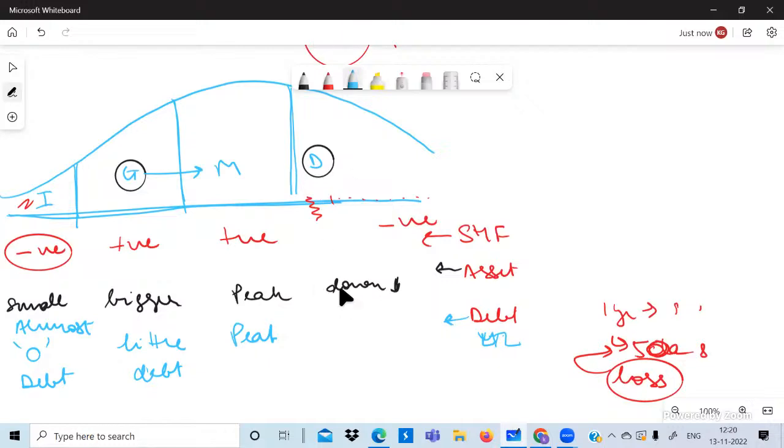Yep. Any other question before we look at the declining stage? Okay. Then at the declining stage, if you're a sensible company, what is it that you should be doing as a company as far as your debt is concerned?